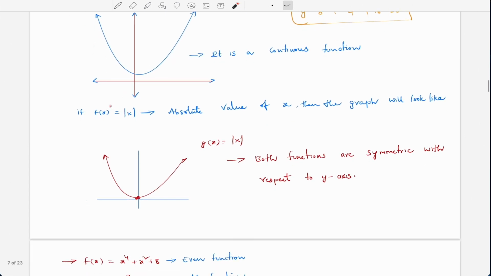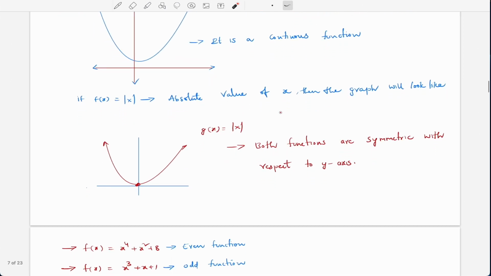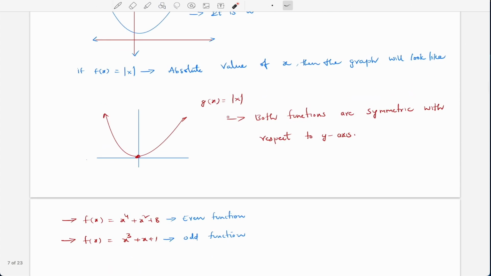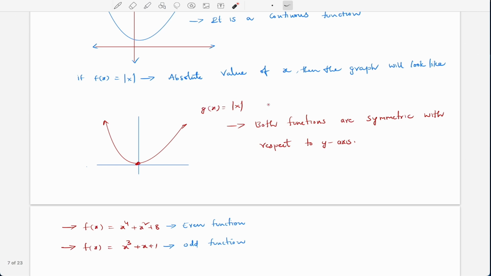So f of x is the absolute value of x. Then the graph looks like this. If f of x is equal to the absolute value of x, then the graph looks like this. It intersects at the origin, which is 0, 0, right? As we discussed in our previous lectures. So it is 0, 0.